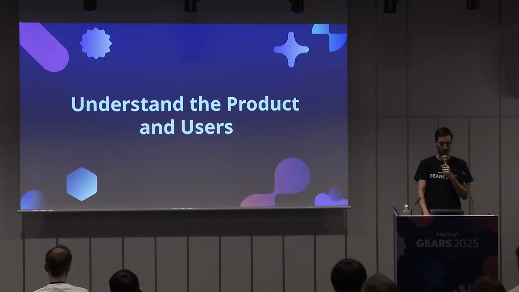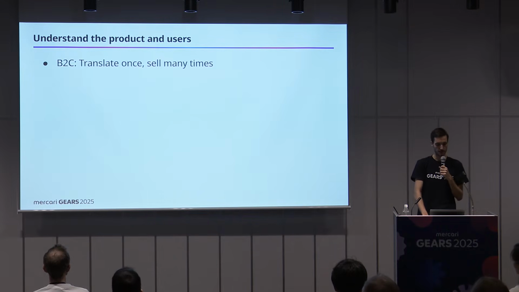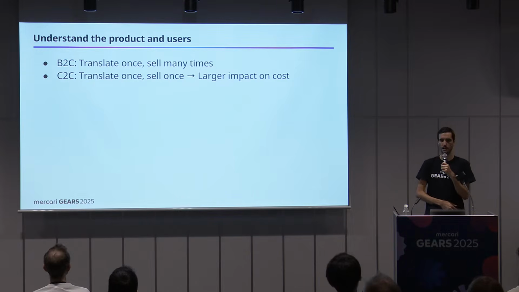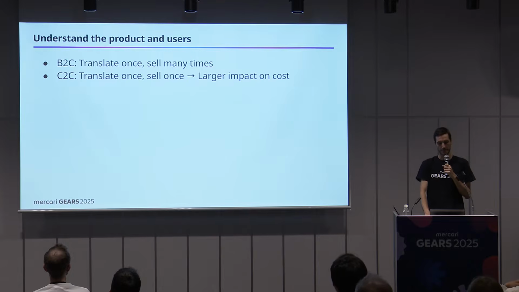Now we need to understand the product and the users, how it worked. So let's start with the business model at Mercari. Mercari is mostly a C2C company. In the case of a traditional B2C, you have your item, you write it once, you sell it many times, you can easily amortize the cost of translation. In C2C, you will translate it once and you will sell it once. So the cost has a lot more impact.